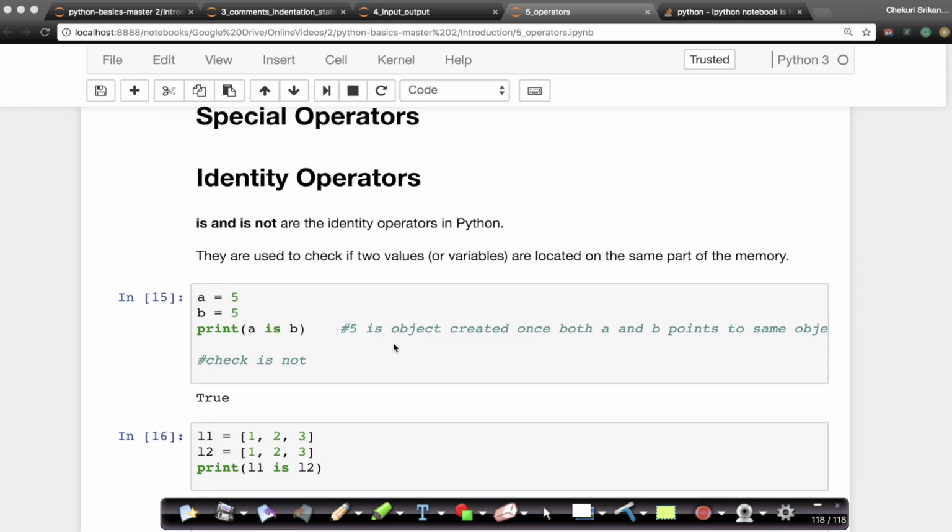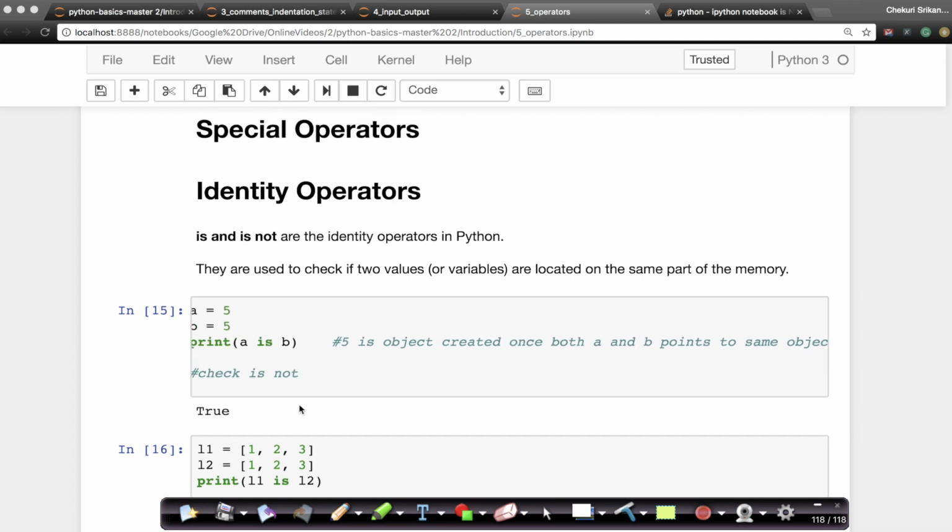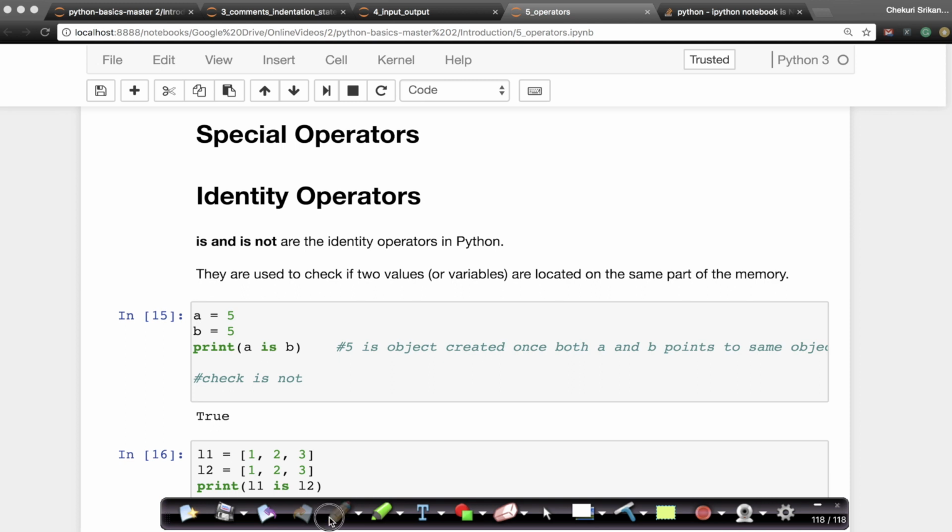Now here comes an interesting thing called identity operators in Python. There are two such operators. One of them is called is and the other is called is not, right? So let's say I assign a value of 5 to A. Similarly, I assign a value of 5 to B. Now if I say print A is B, surprisingly you'll get true. Because what's happening internally, I think we discussed this in one of our previous videos, is there is a memory location where 5 is stored and A points to it and B also points to the same object, right?